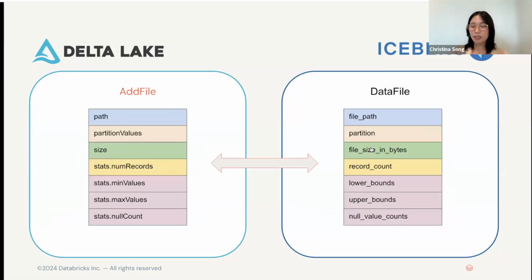But if we actually look more closely, it turns out that the metadata for Delta Lake and Iceberg are very similar. If you look at the add file action in Delta and compare with the equivalent action in Iceberg, the data file, you'll see that they contain the same exact information. It includes the path of the updated file, the partition information, the size of the file, data skipping stats, and more. So Uniform uses this principle to very quickly and cheaply take Delta metadata and generate the corresponding Iceberg metadata.